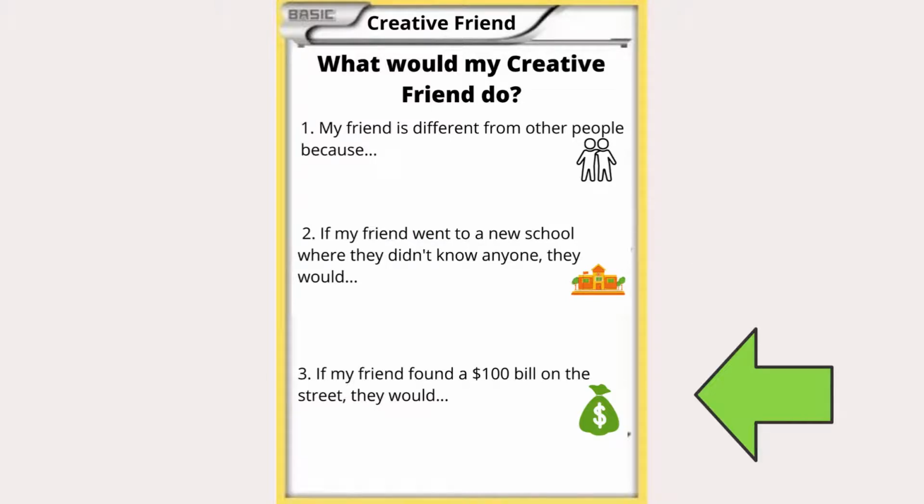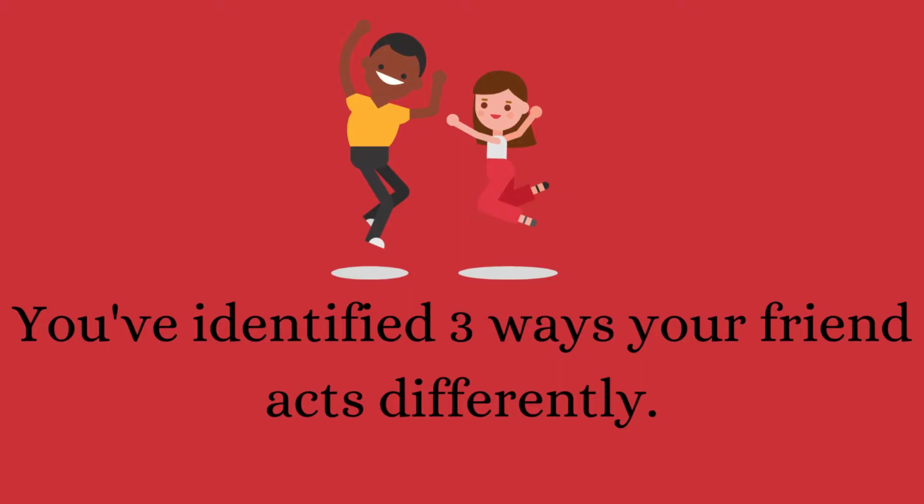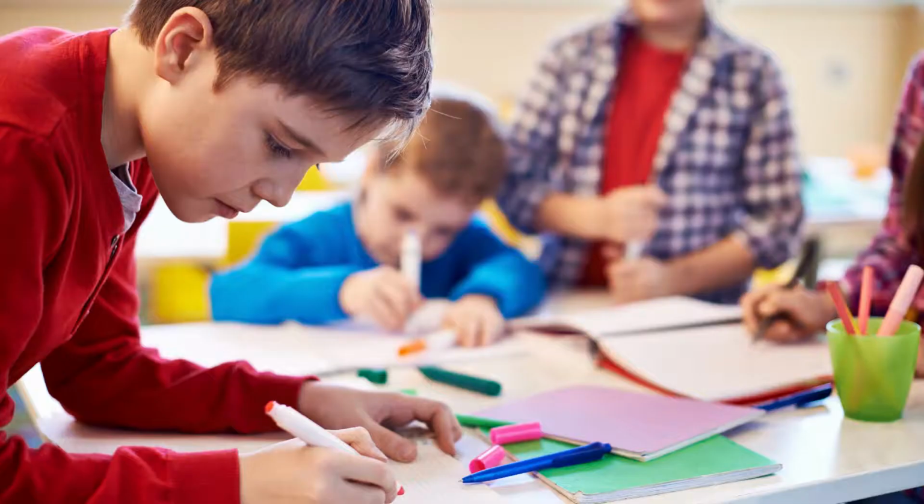Finally, what would happen if your friend found $100? What would they do? That's great. You now have 3 really specific ways to remember how your friend is different and unique. Take a few minutes now and go back to the front of your card. Here you can draw something that reminds you of your friend. Take your time and pause me, and then we'll move on to the second part of our project.